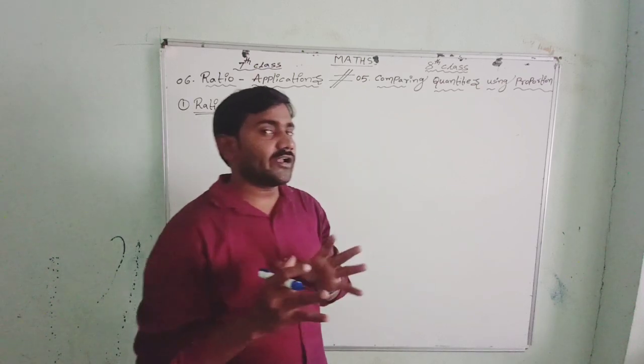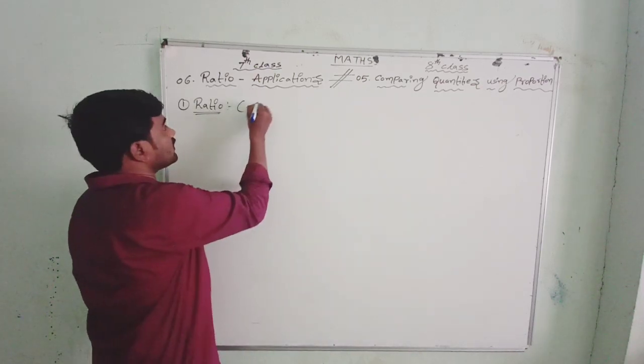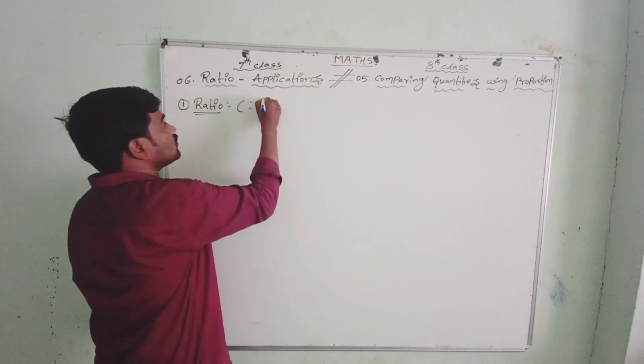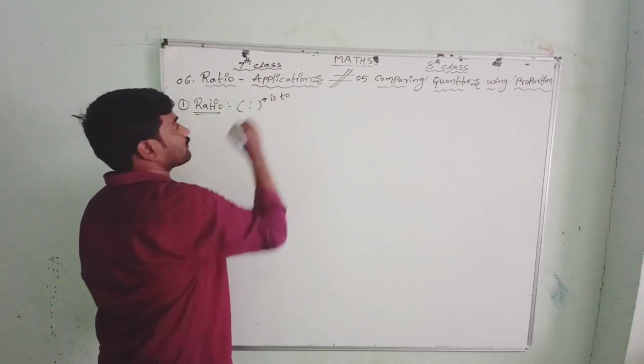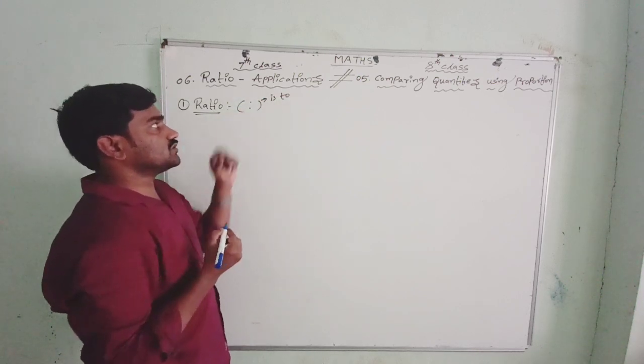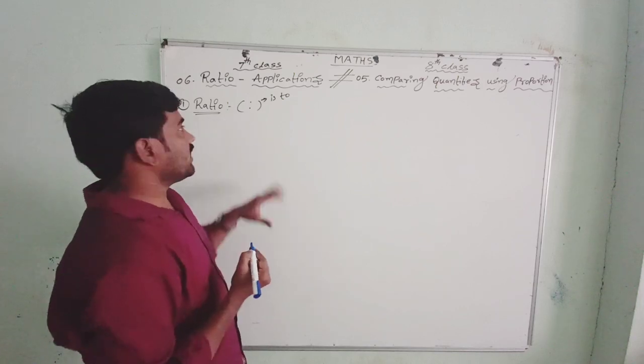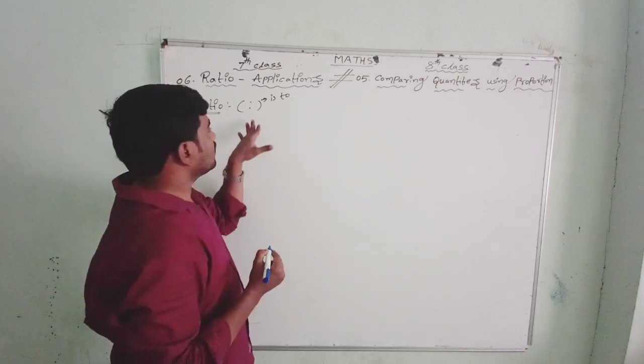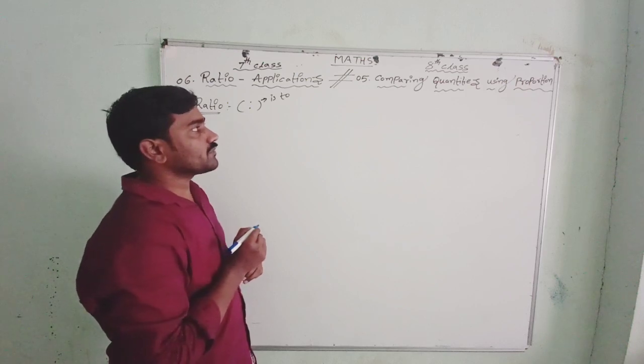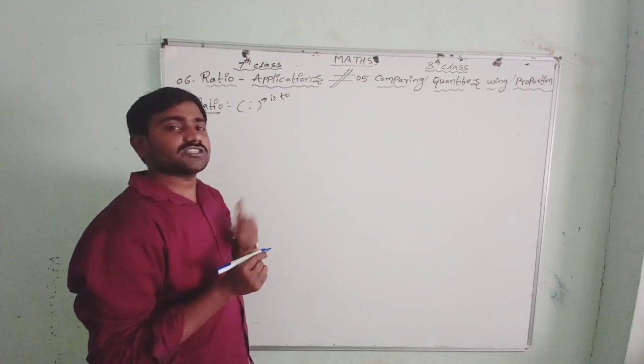Ratio is denoted by "is to". This you have to mention. Maybe I did not write it in the definitions. Ratio is denoted by "is to", comparing two quantities when they have the same units.